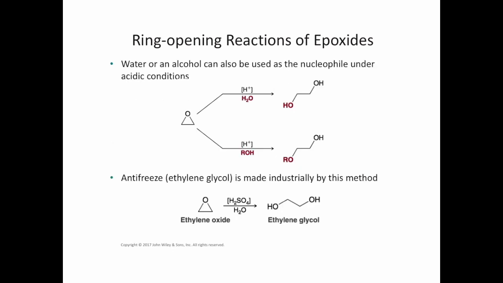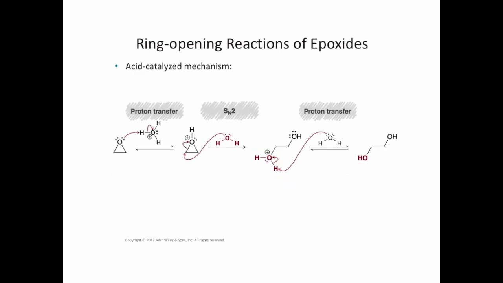So we can use water or alcohol as well with acidic conditions. So if we use alcohol, the OR is the nucleophile. If we use water, OH ends up adding to the epoxide. Antifreeze, also known as ethylene glycol, is made industrially using this method. So this shows the acid catalyzed mechanism for the addition of water.